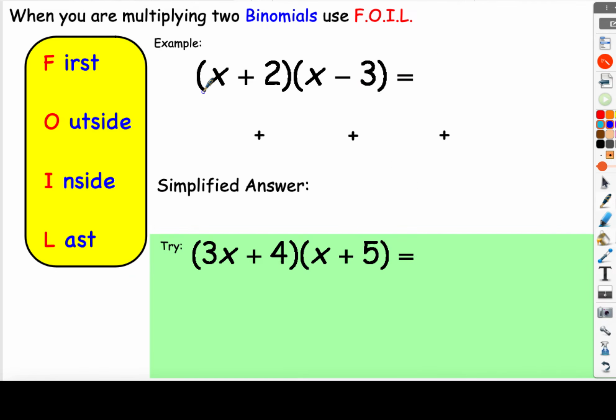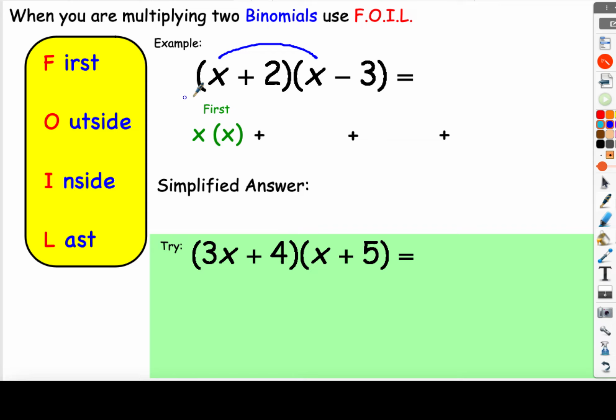Well, FOIL is sort of that plan. If you have a binomial times a binomial, it's a good reminder that we're really going to end up with 4 terms. And what FOIL stands for is first, outside, inside, and last. So the first terms would be the front of both of those binomials. So I've got x times x. So the first terms are going to be x times x.